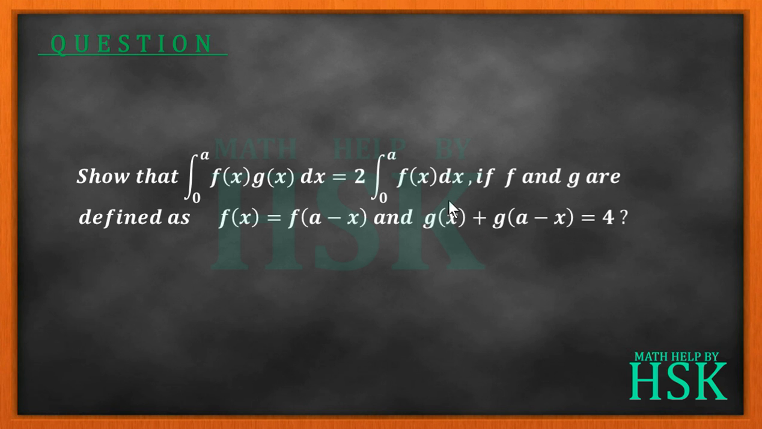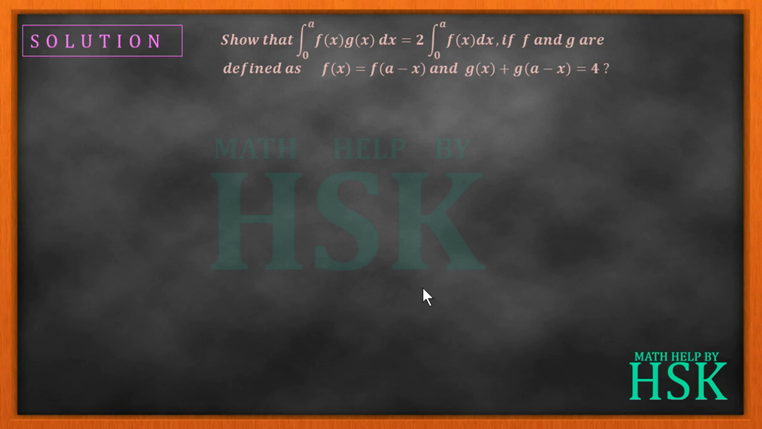So we have to just apply the execution to solve this question. Okay, so let's see how we are going to solve or execute this question. So first of all, I assume I is equal to the left hand side, that is the integral of f of x into g of x dx from the limit 0 to a. And because I have been given a minus x in the question, it would be very wise, very intelligent to apply this property.